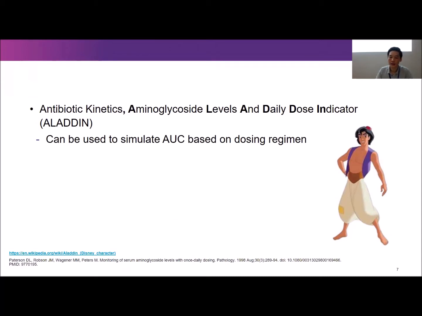The handy thing about these programs is they automatically calculate the AUC as discussed in the previous slide. And if your AUC is subtherapeutic or toxic, it'll automatically generate a dosing recommendation that is likely to help you achieve your target AUC. It also generates a report that you can include in your medical records as well. So it makes it really easy for clinicians to quickly justify to their colleagues the reasoning behind the dose changes.